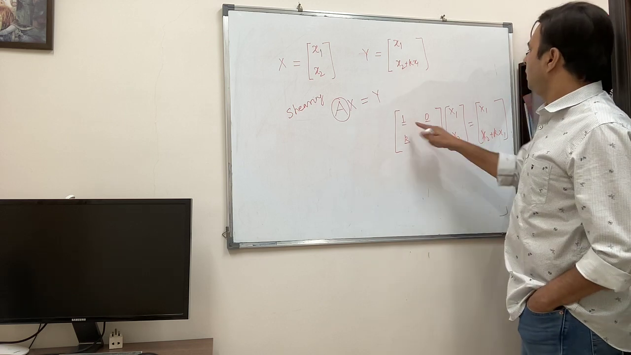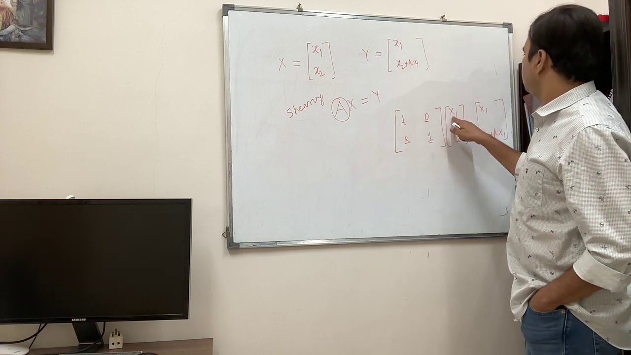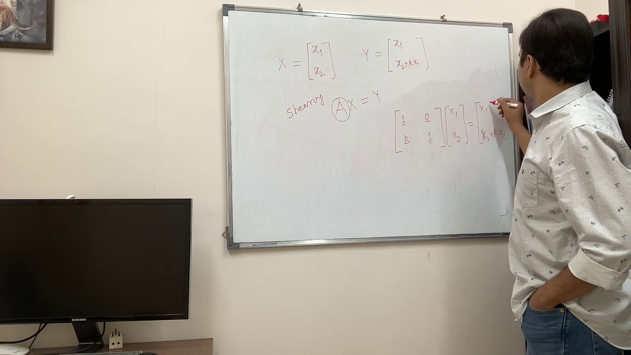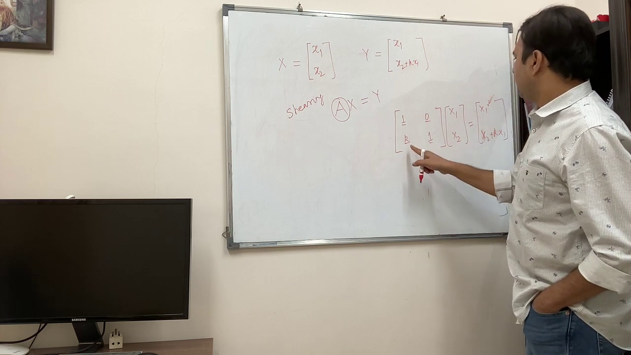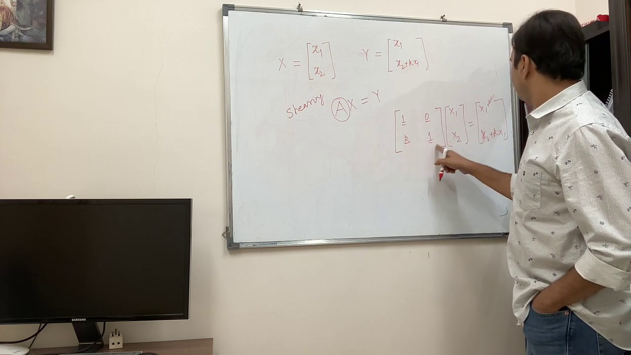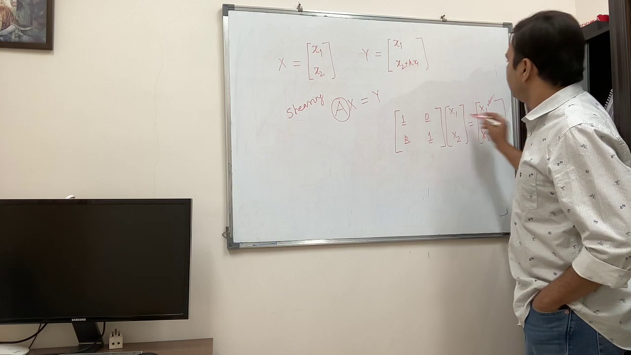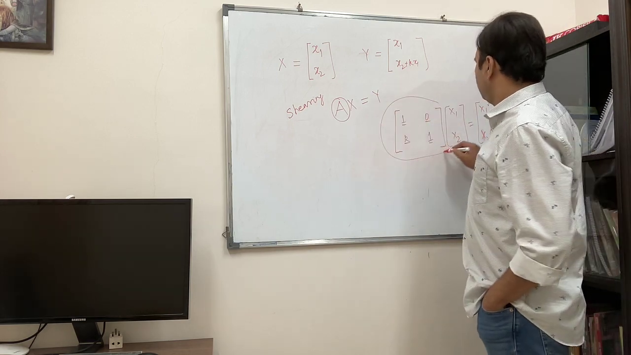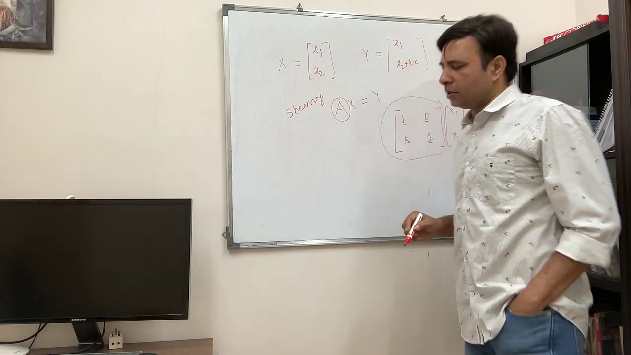Let me see. So 1 times x1 plus 0 times x2, so this is satisfied. Then k times x1 plus 1 times x2, this is satisfied. So this is my shearing transformation.